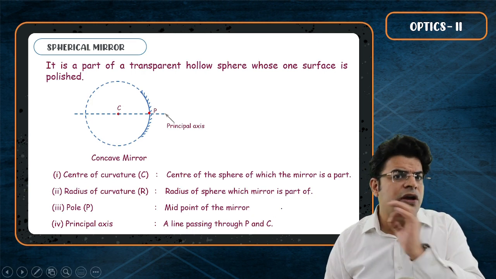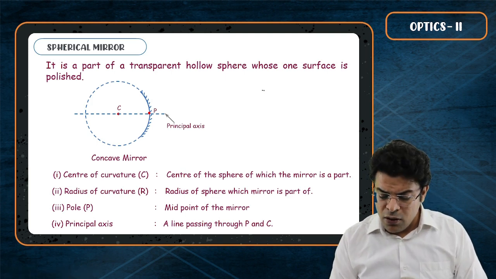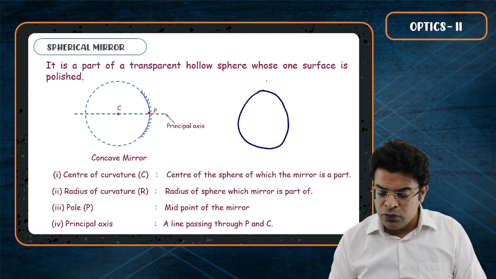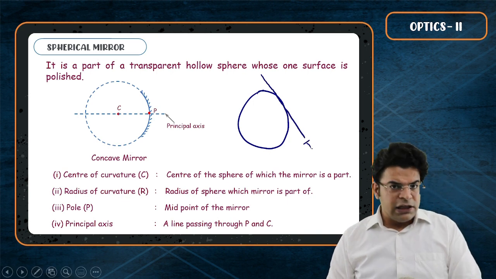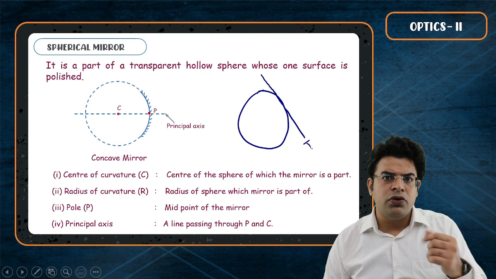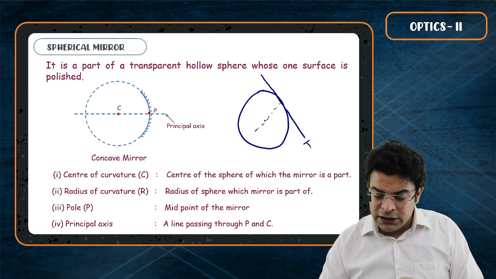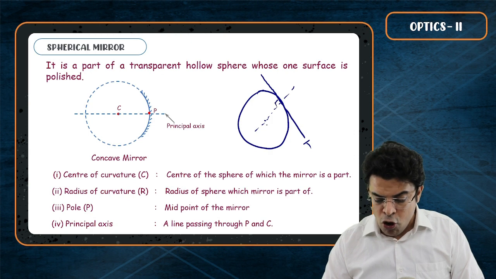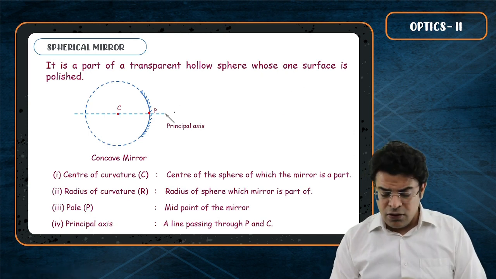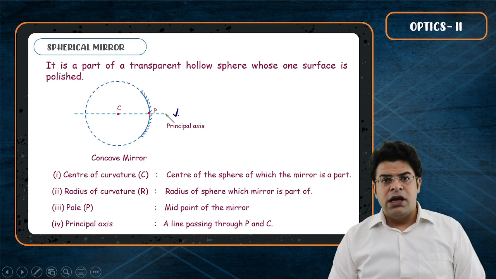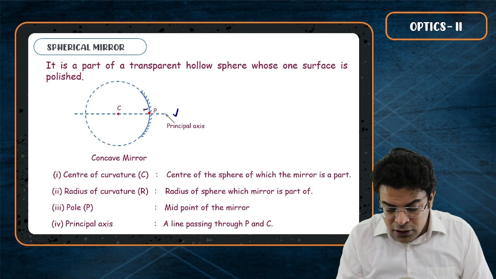There is one more definition of the principal axis. If you think of a sphere and you draw a tangent at any point on the sphere, then the normal has to be perpendicular to it. Yes. So the normal for a sphere passes through the center of the sphere. So one can even think of the principal axis as the normal drawn on the spherical mirror at the pole.